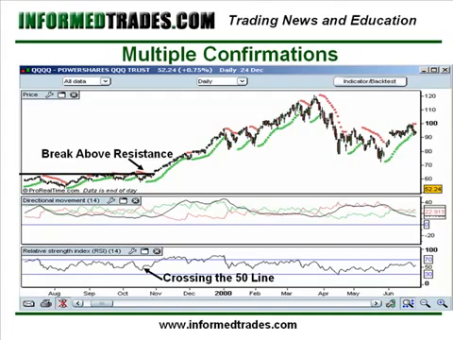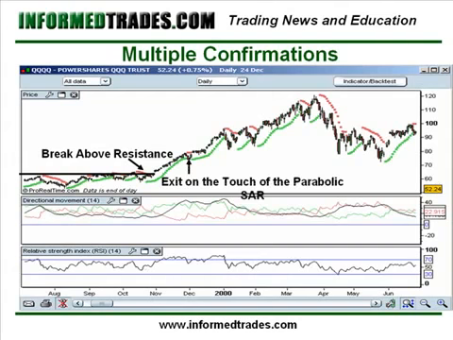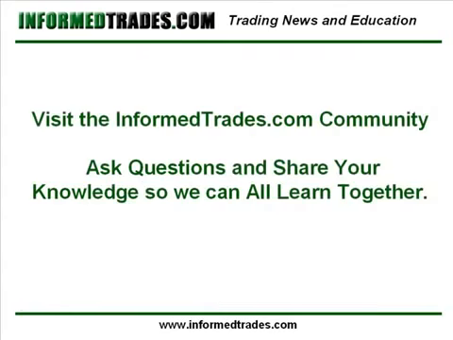So we have a triple confirmation that this may be a good trade to get long on. If we got long there, then the parabolic SAR would have given us a nice run up before getting us out on a touch of the parabolic SAR, and we should have been trailing our stop up each day with each one of those green dots as they formed. Okay, so that's the general idea with the parabolic SAR.